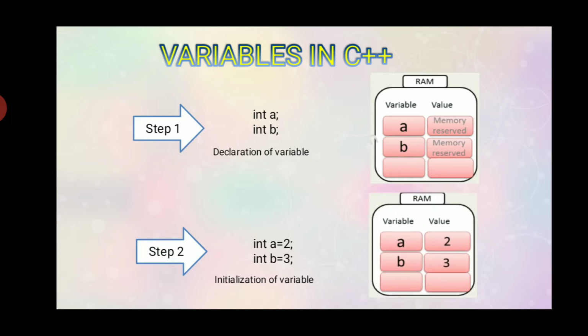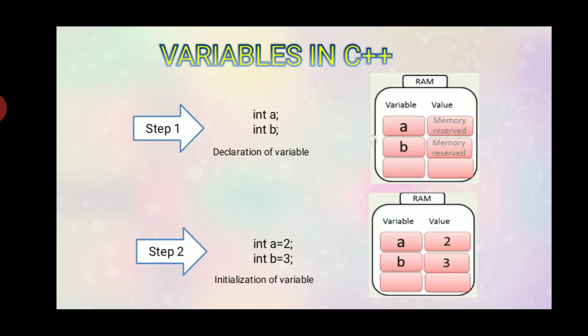Int a equals 2, that means I am declaring and initializing the value in one step, right? So what does that mean in memory? It means the variables a and b have the respective values 2 and 3. So this is the concept of variables. I hope you have understood how to declare it and how to initialize it. This is declaration and this is initialization.